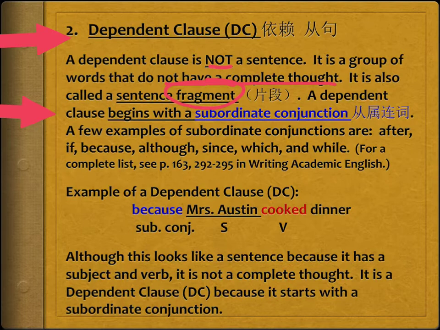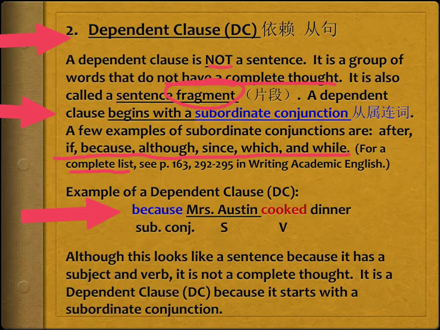Here's a few examples, as you can see, of some subordinate conjunctions. If, because, although, since, which, while. This is only a partial list. There's a complete list in the Writing Academic English book on page 163, partial list, and 292 to 295 is the complete list. So here's an example of the dependent clause.